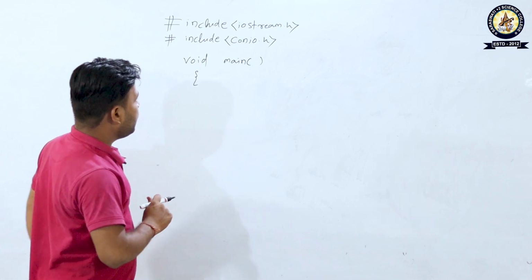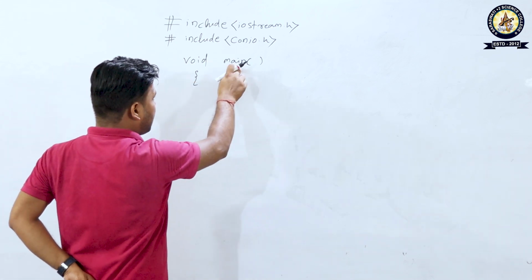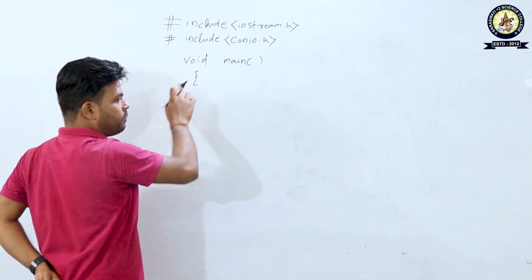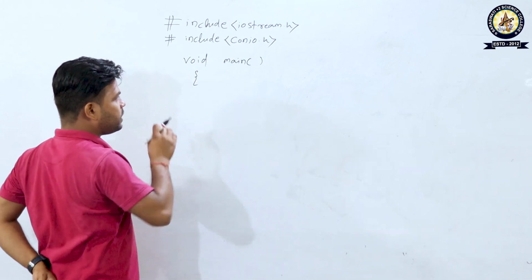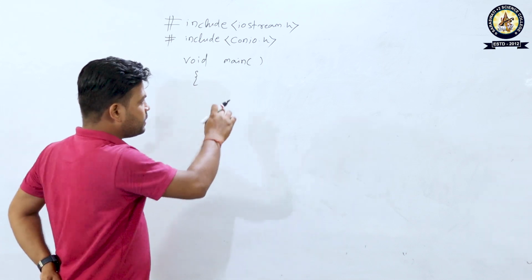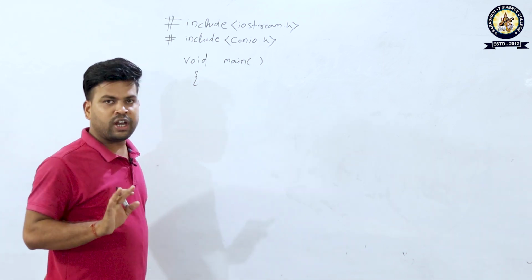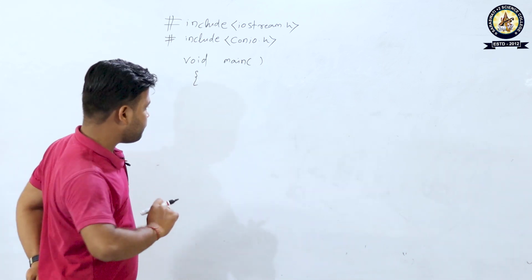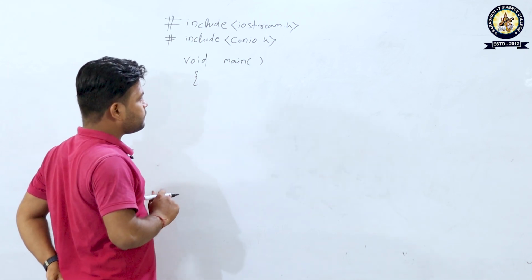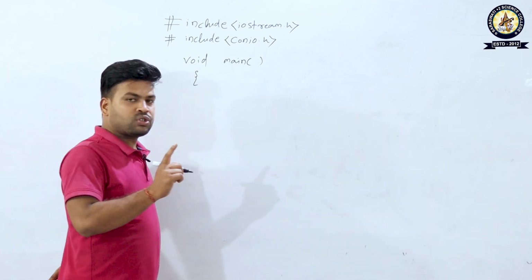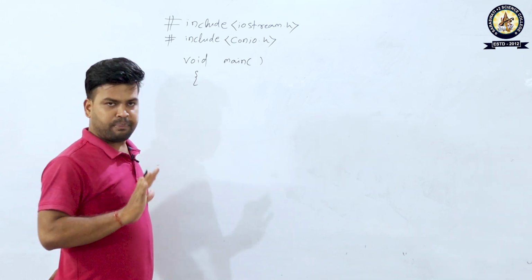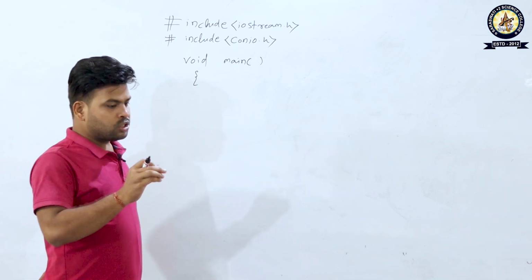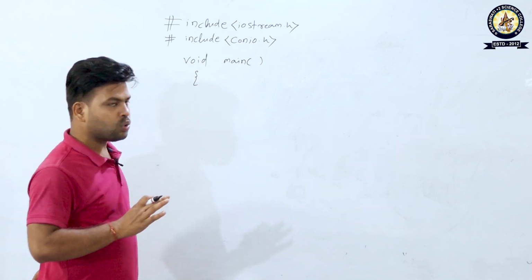Here the function has a return type, that is void. Void means default return type, that is, this function will not return any value. Next, my question was to print your name. This program just prints your name on the output window.